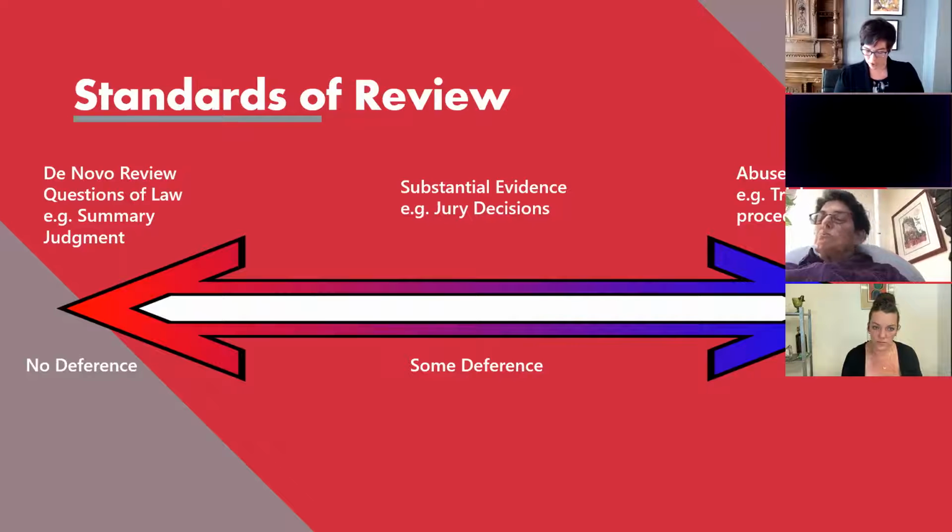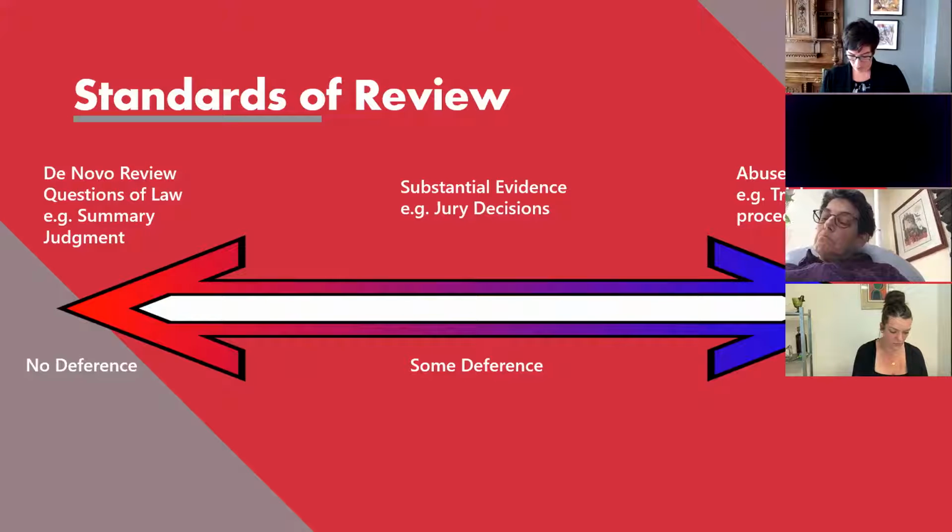When a decision is subject to abuse of discretion, the intermediate appellate court will only reverse the trial court on a clear abuse of discretion. And if it goes up to the Supreme Court, it will review it under that same standard. It would give deference to the trial court, not to what the appellate court did.